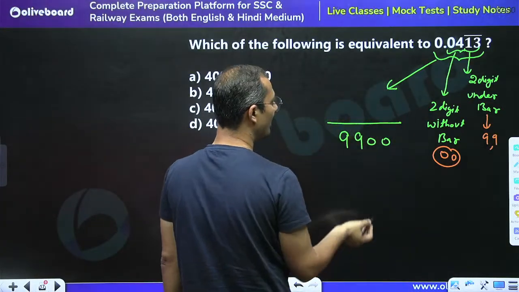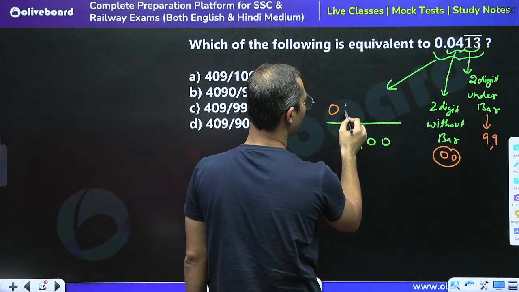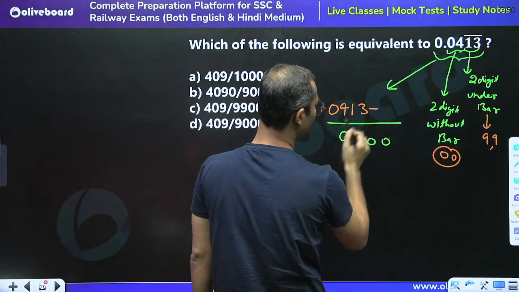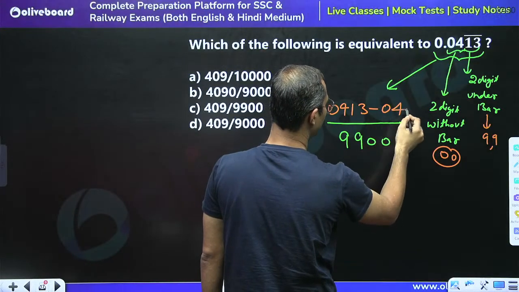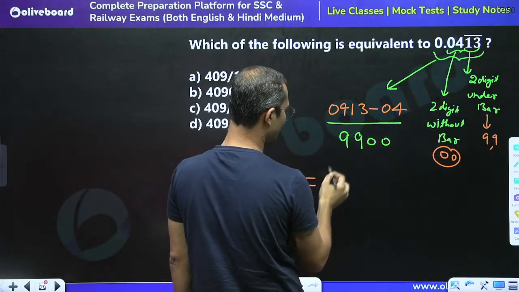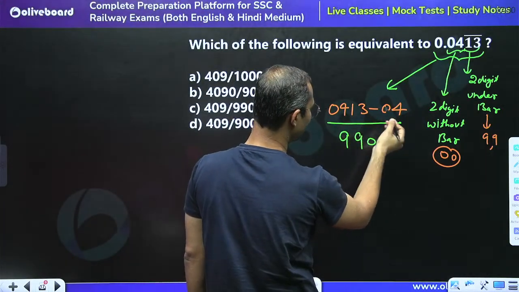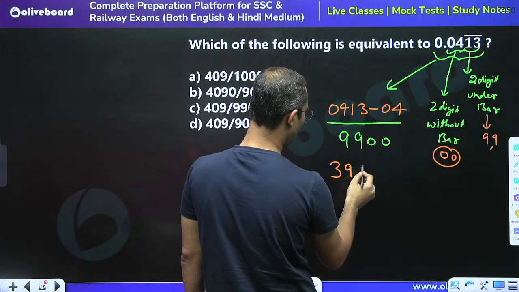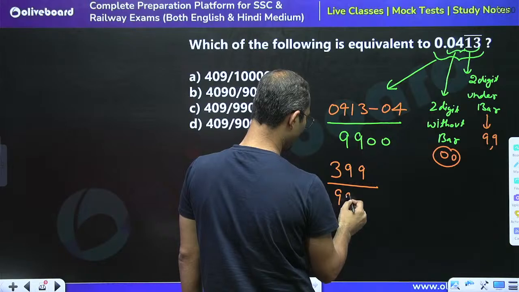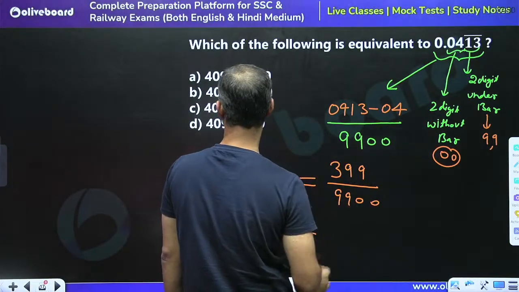Is this clear? So take the complete number as it is, and subtract the number which is without bar, that is 04, right? So we can say that 413 minus 4, so we will get how much? 399 divided by 9900. So it is going to be cancelled.